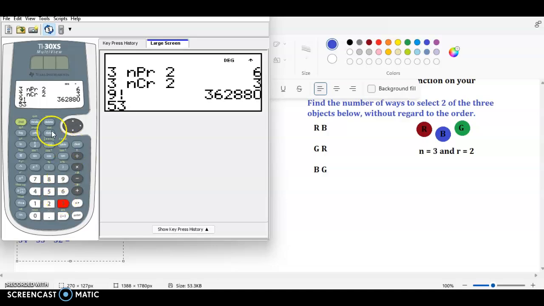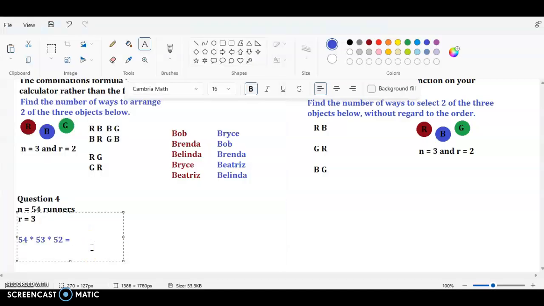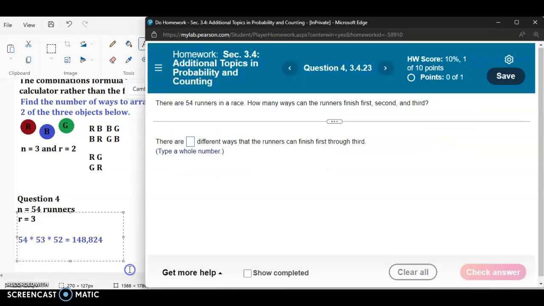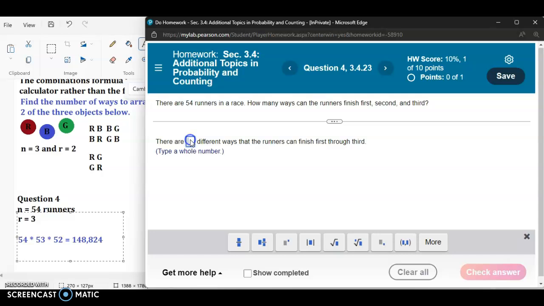So 54 times 53 times 52 is equal to 148,824. In other words, close to 149,000 ways that, in a race with 54 runners, the runners can come in first, second, and third place.